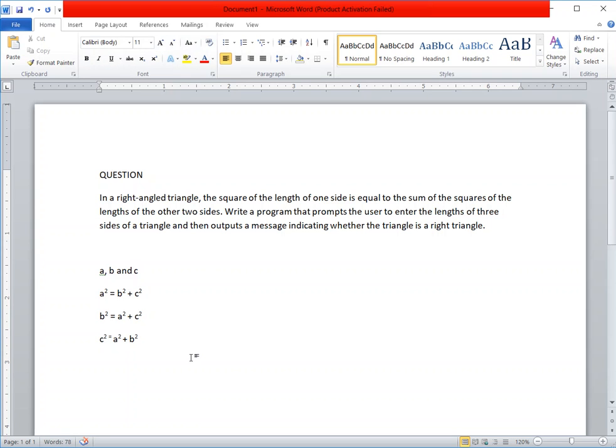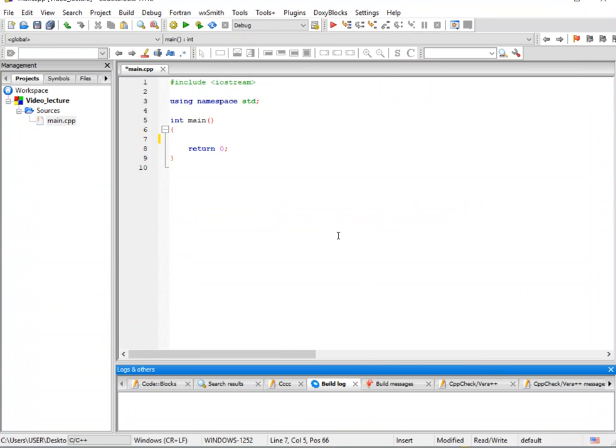So any of these equations should be valid if the triangle is a right angled triangle, and we are supposed to write a code that validates one of these three equations. If that is so, we should output a certain message. If that is not, we should output another message. Now, that is it. Let's come to our code blocks.